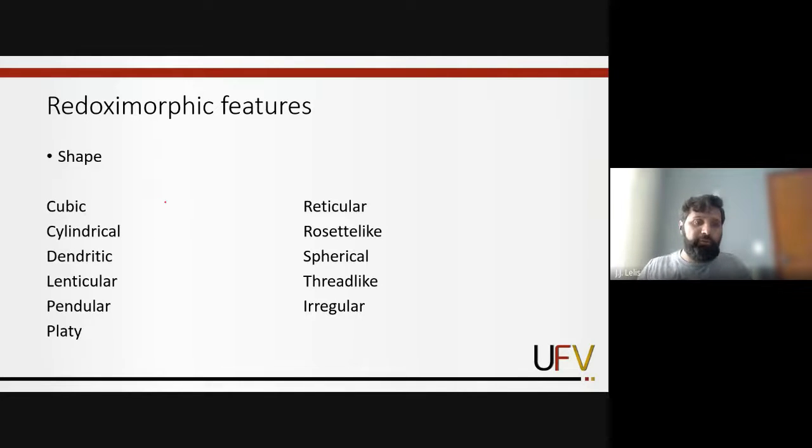And we should also describe the shape of the reductive morph feature. How is the form of this material? How can I describe this material? Okay, and we have a lot of shapes that can be described, like the cubic, the cylindrical, the dendritic, lenticular, pendular, plate, reticular, rosette-like, spherical, thread-like, and irregular. We have all these shapes, okay?